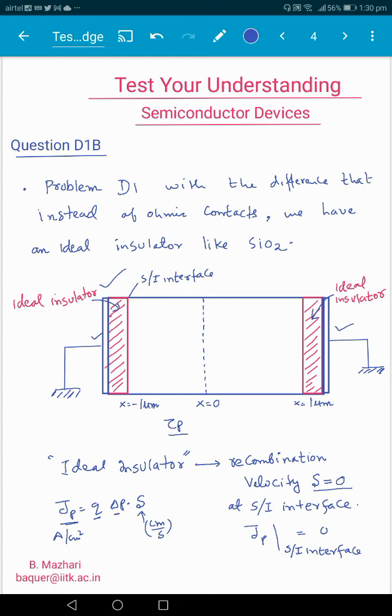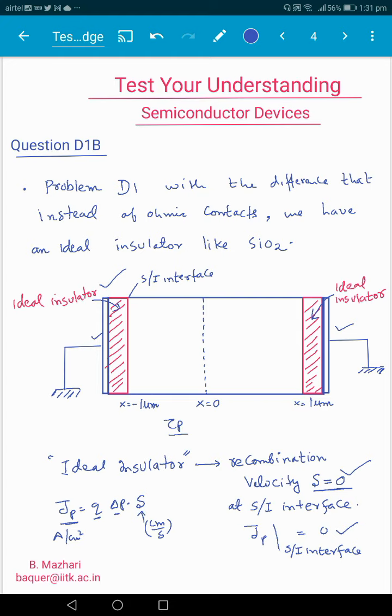And so what I'm saying is that at the interface of the semiconductor and insulator, we have an ideal interface with recombination velocity 0, which would effectively mean that if you calculate Jp, the hole current density at the interface, that is equal to 0. Right? So what we would want you to do is calculate all the things that you did in problem number D1: electron and hole density and drift and diffusion current components, but with the difference that we have an ideal semiconductor insulator interface.